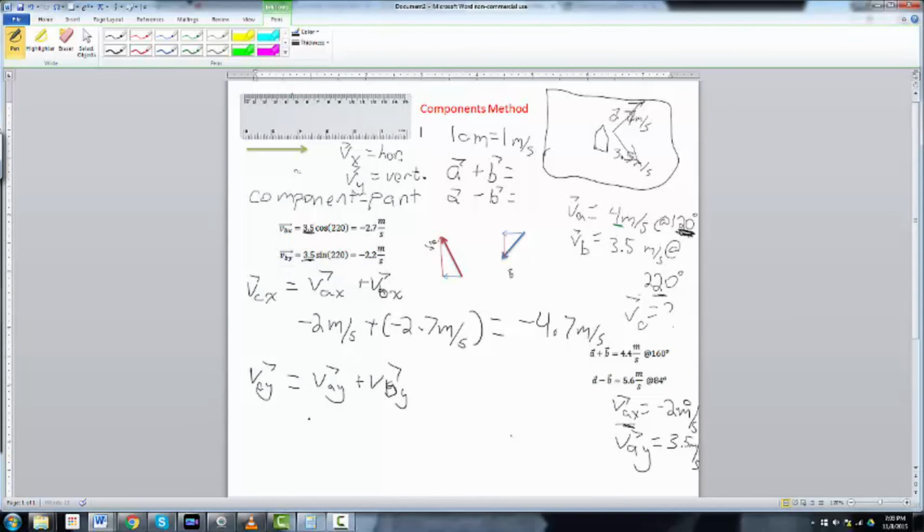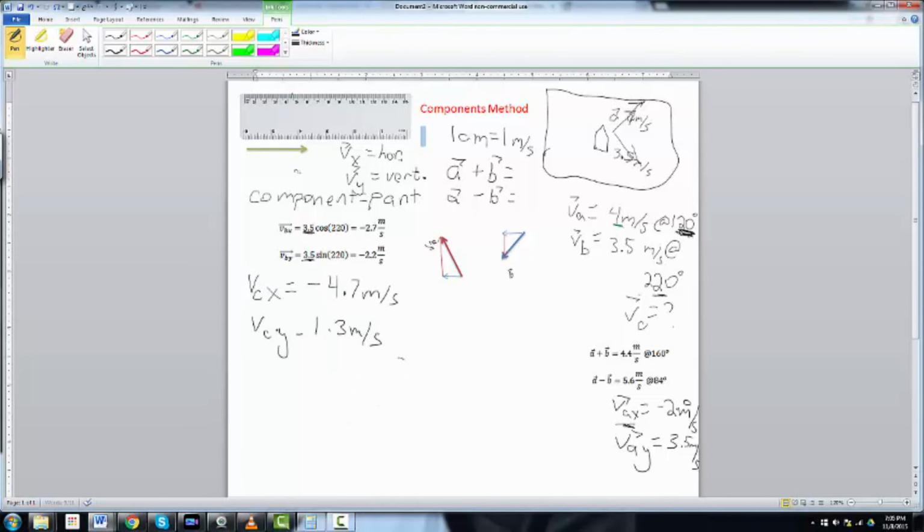VAY is 3.5 meters per second, and that's going to add to negative 2.2 meters per second, and that gives me, what does that give me? A positive 1.3 meters per second. So, we're not quite yet done. Almost, though. Now we have my new resultant vector broken up into components.